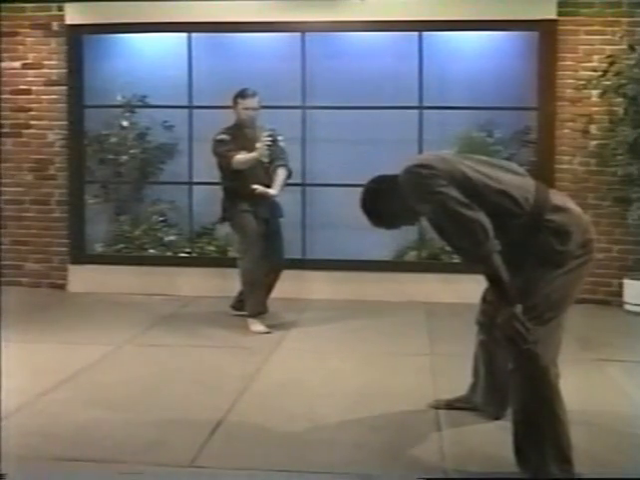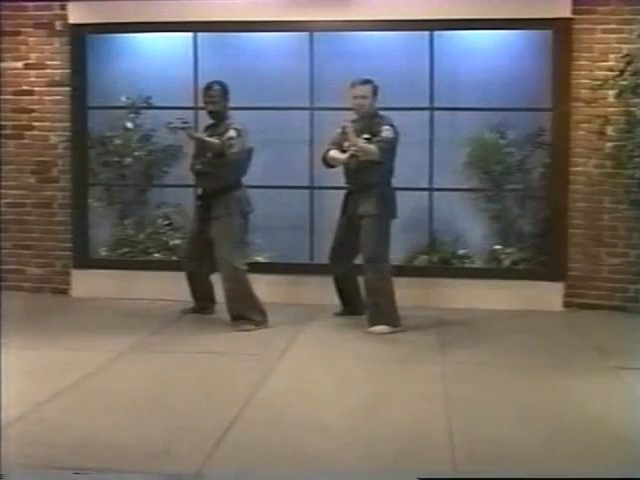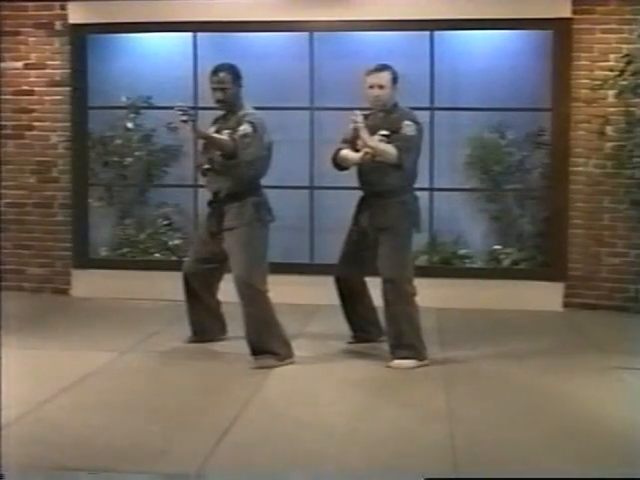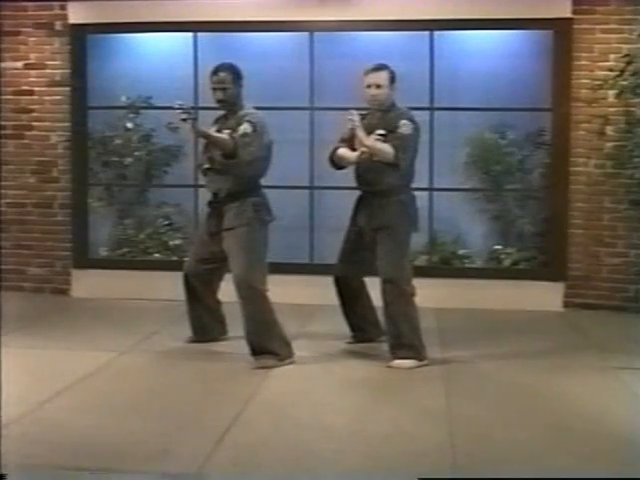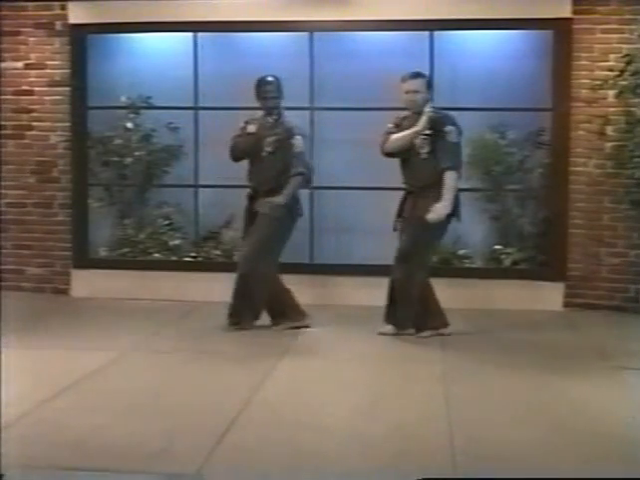Crossovers fall into 2 categories. Front crossovers, where one leg crosses over and in front of the other before stepping forward, and rear crossovers, where one leg crosses behind and in back of the other leg before stepping backward. Both methods can be done while advancing or retreating.